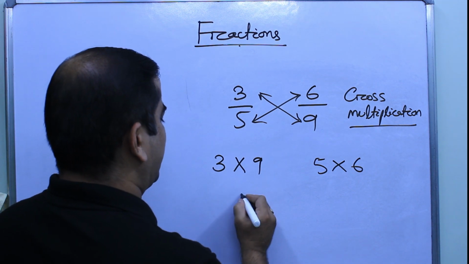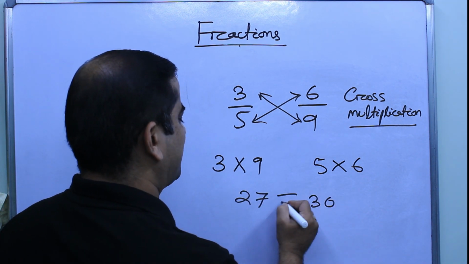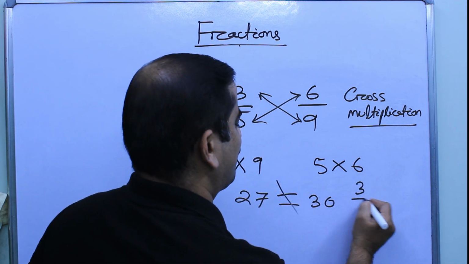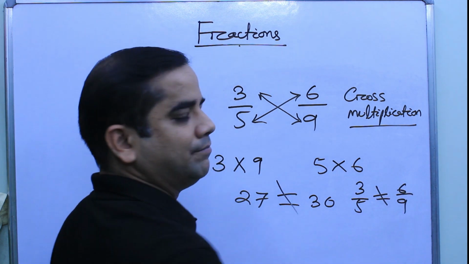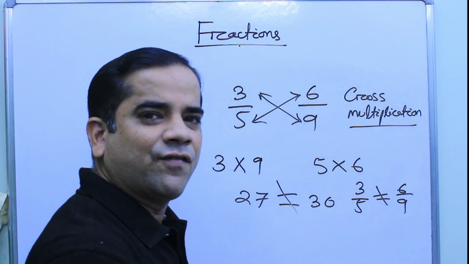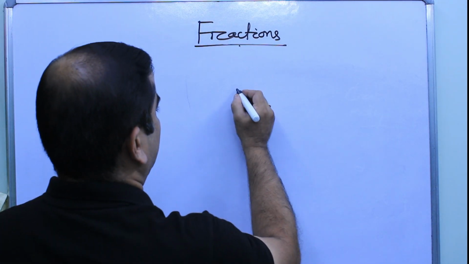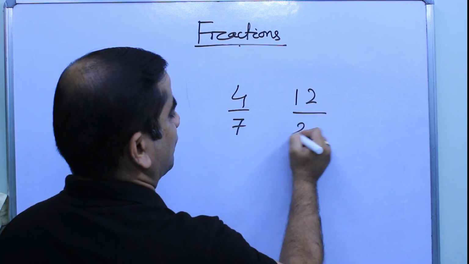So 3 into 9, it is 27. 5 into 6 is 30. That means 27 is not equal to 30. So 3 by 5 is not equal to 6 by 9. Let us take another set of fractions. Okay, students, suppose I have another set of fractions. Those are 4 by 7 and 12 by 21.